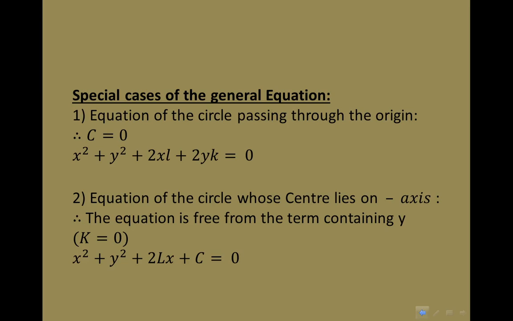You know that if the center is on the x-axis, then the y coordinate of the center equals 0. Therefore, k equals 0, and the equation is free from the term containing y. If the center of the circle is on the x-axis, here are the two axes x and y, there is a circle, its center is on the x-axis, then the coordinates of the center will be negative L and 0.